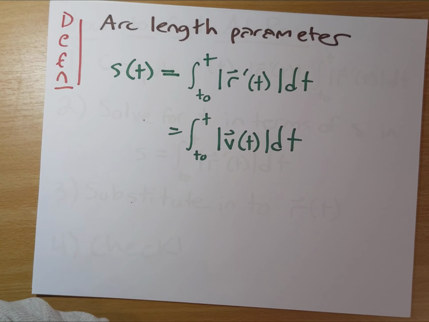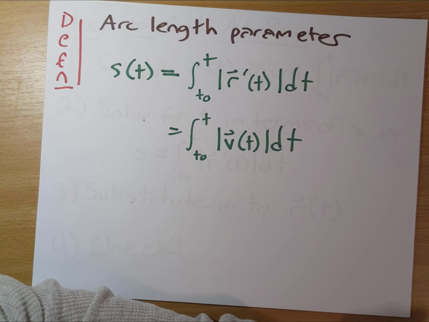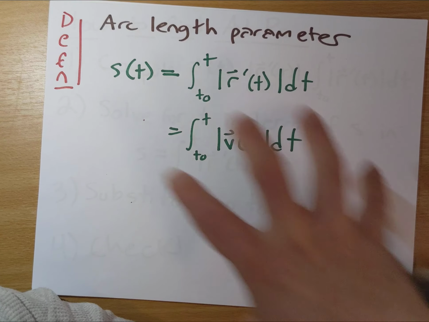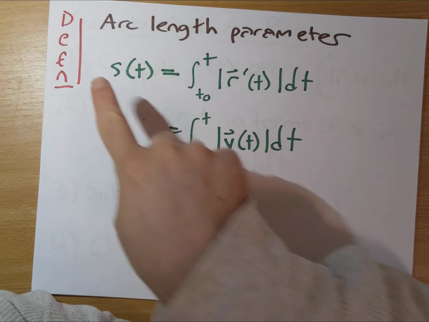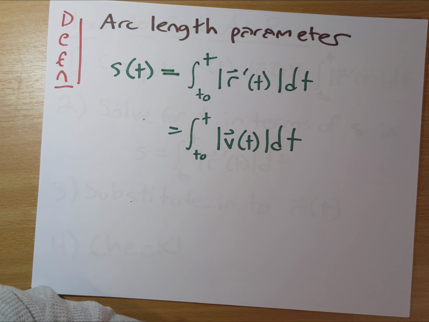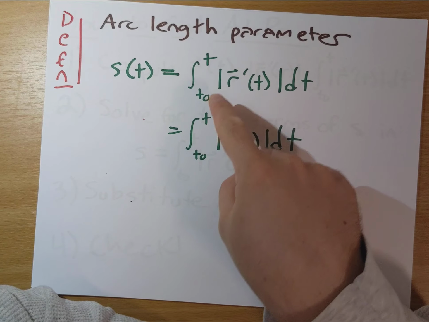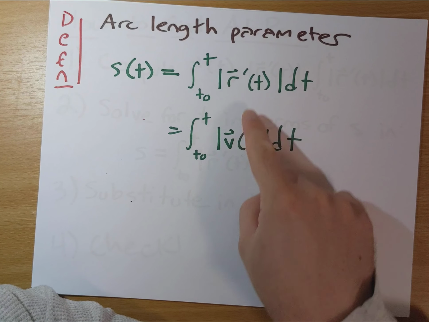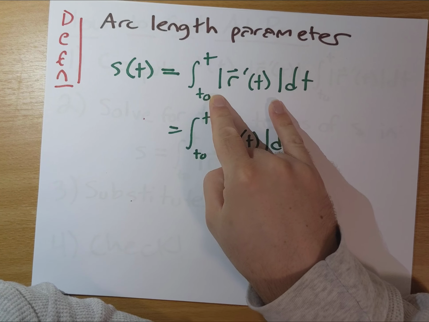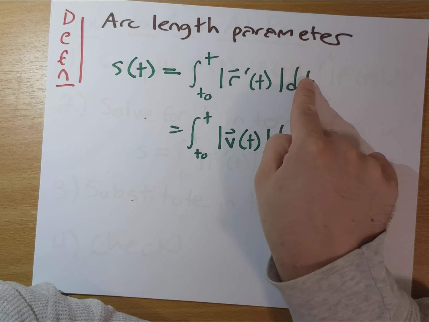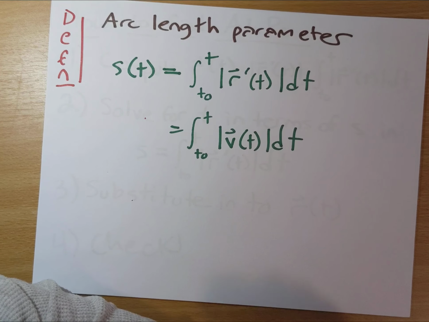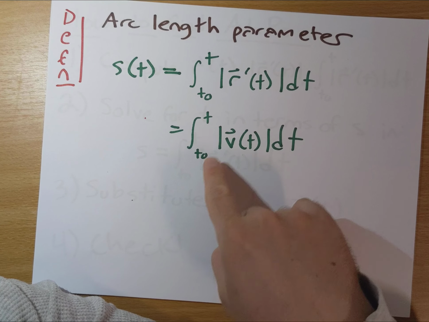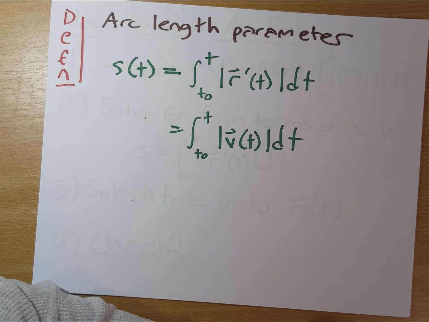Now we're thinking about how to get to an arc length parameterization. The book makes this definition of an arc length parameter, s of t. s is our arc length parameter. It's defined to be the integral from t naught to t of the magnitude of r prime of t dt, which is equivalent to v of t. You're integrating the speed from t naught to t.